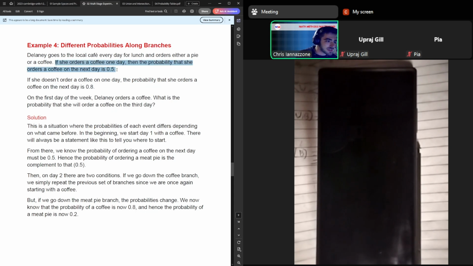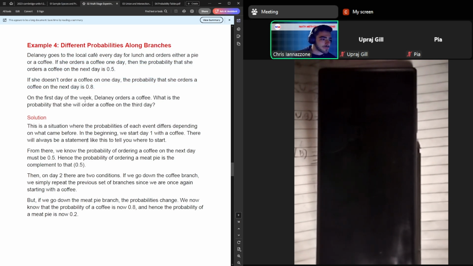Whereas on this statement here, it's the opposite. If a coffee was ordered on a previous day, then the coffee on the next day is going to have a 0.5 chance. So it's conditional based on what happened in the previous day. That's where a tree diagram becomes effective. Well, at least most effective, I should say.